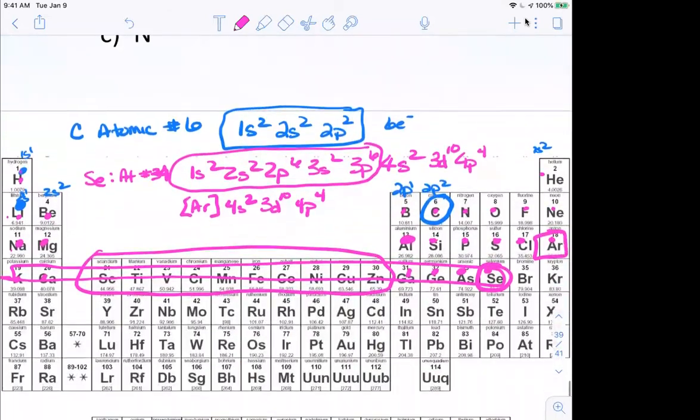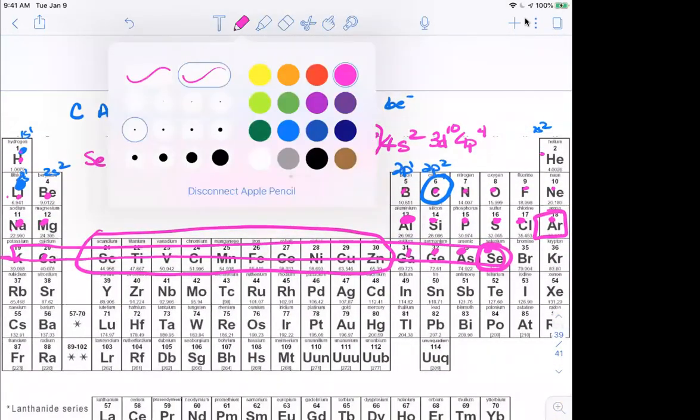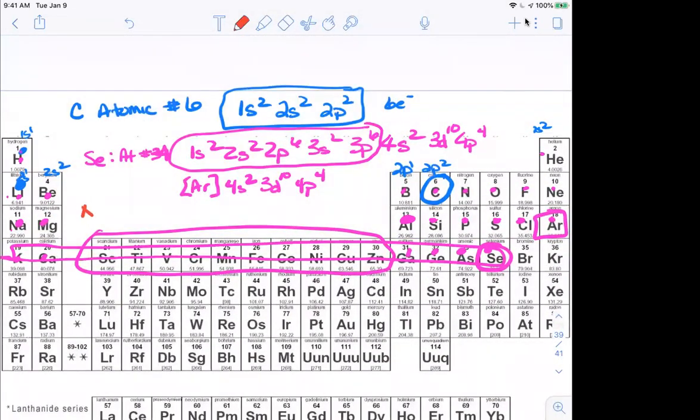The other one that we wanted to look at was nitrogen, right? If I have nitrogen, I'm over here. That's right next to carbon. It's atomic number 7. So basically it's 1s2, 2s2, 2p3, right? Where I go here, I could also call this helium, 2s2, 2p3. So hopefully this gives you an overview of what you need to know for electron configurations.